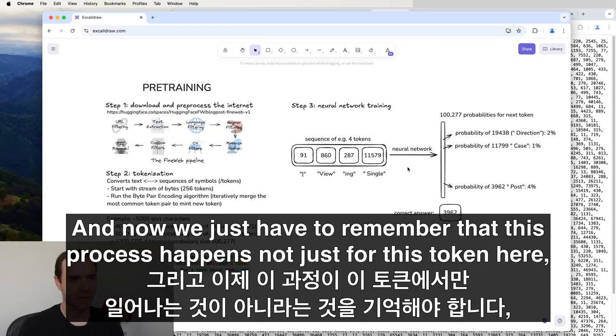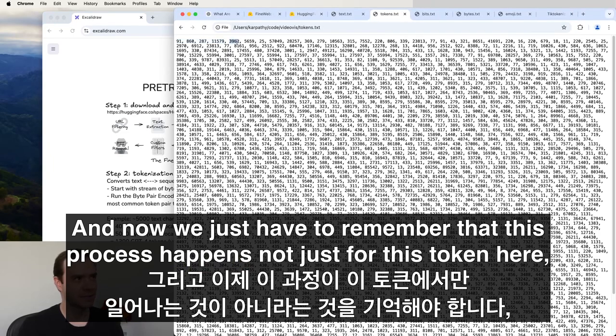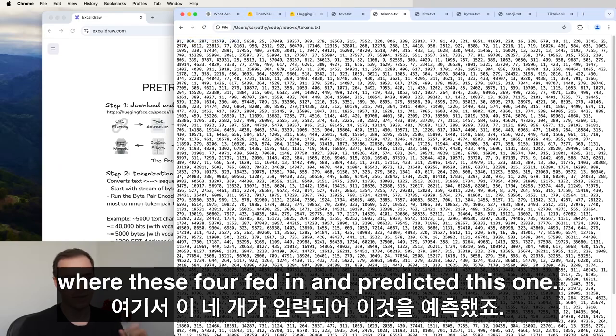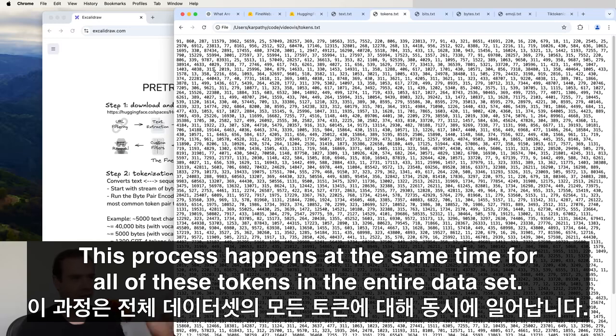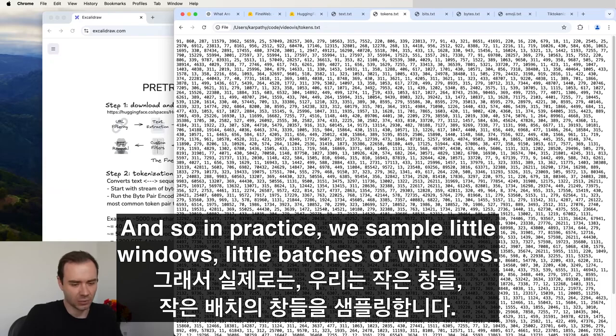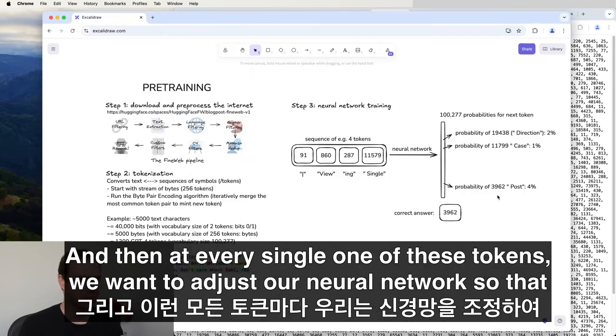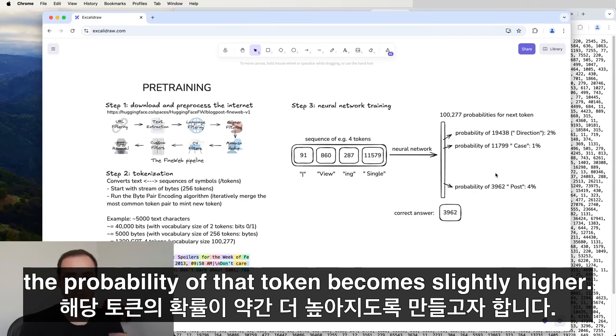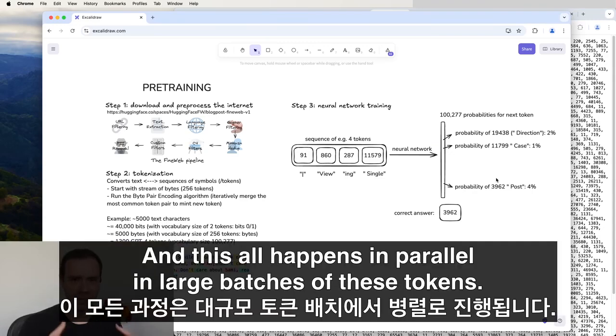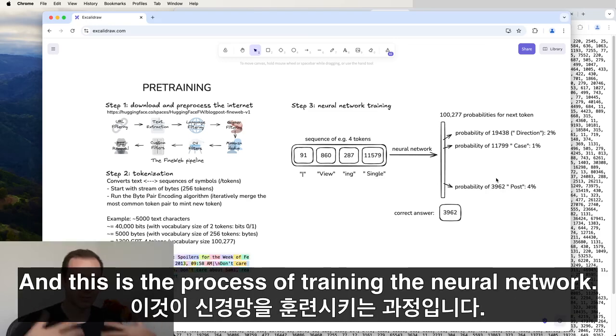And now you just have to remember that this process happens not just for this token here, where these 4 were fed in and predicted this one. This process happens at the same time for all of these tokens in the entire data set. In practice, we sampled little windows, little batches of windows, and at every single one of these tokens, we want to adjust our neural network so that the probability of that token becomes slightly higher. And this all happens in parallel in large batches of these tokens. And this is the process of training the neural network.